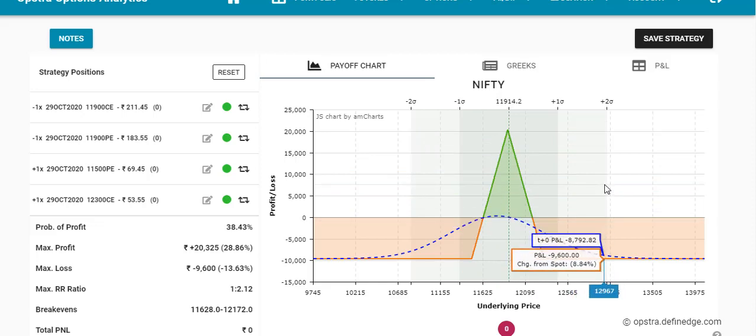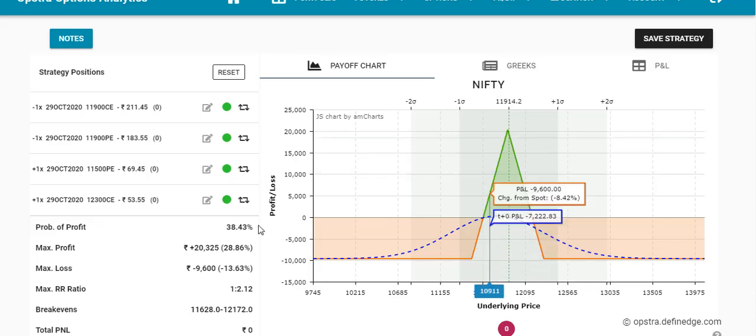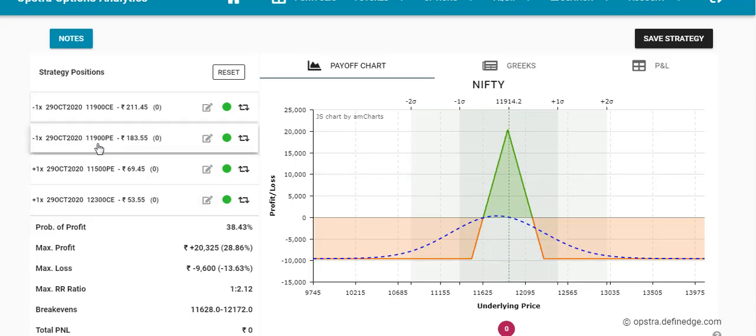It's also similar to a call butterfly or put butterfly. But in a call butterfly you will play with the calls only, and in a put butterfly you will play only with puts. But in the iron fly you will short call and put both, and we will need to hedge our position with call and put as well.